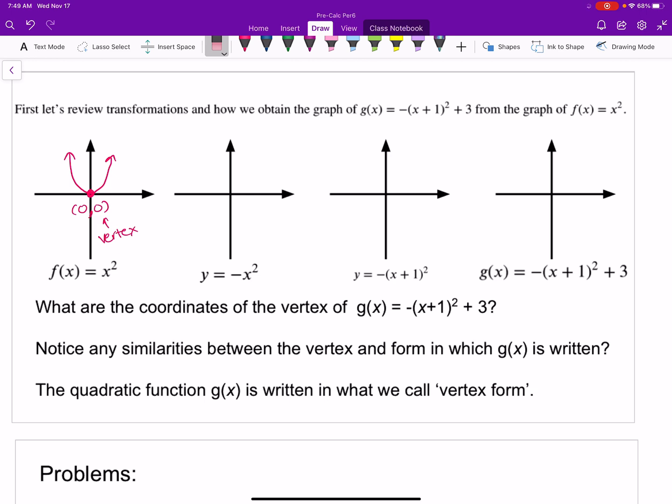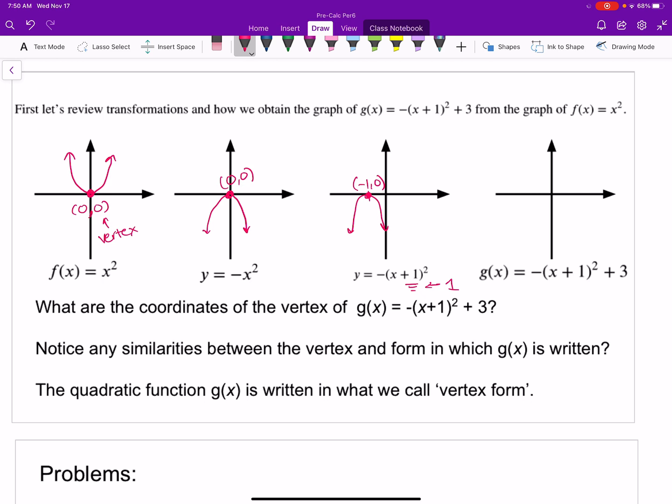The next piece, throwing in the negative in front, remember all negatives do to the graph is flip it upside down. It keeps that key anchor point, in this case again the vertex, at (0, 0). Putting that plus 1 in there with the x, this will shift us to the left 1. It is still an upside down parabola, but our key anchor point, the vertex, is now at the point (-1, 0).